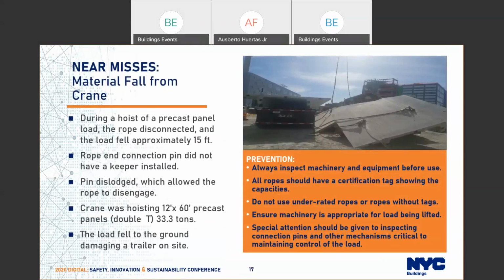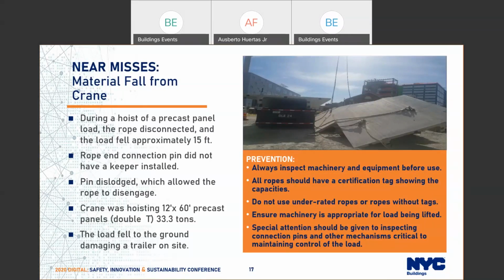In this incident, while two workers were hoisting a precast panel, the rope disconnected and fell approximately 15 feet. The load fell because the rope end connection pin did not have a keeper installed. The pin became dislodged, which allowed the rope to disengage from the panel. The crane was hoisting a 12-foot by 16-foot precast panel, weighing 33 tons. It fell to the ground, damaging a trailer on site.